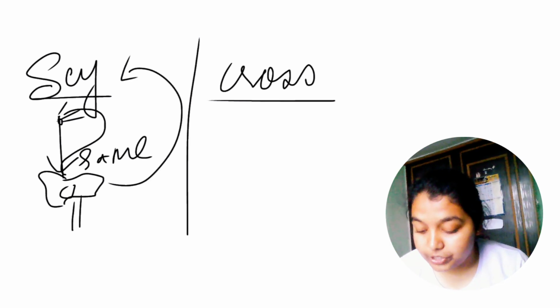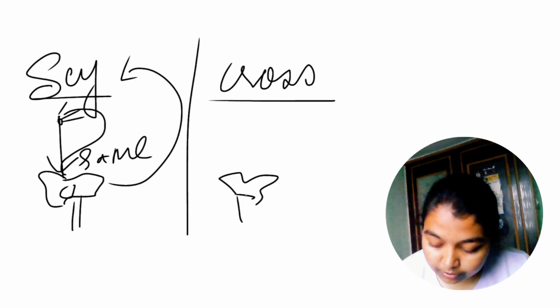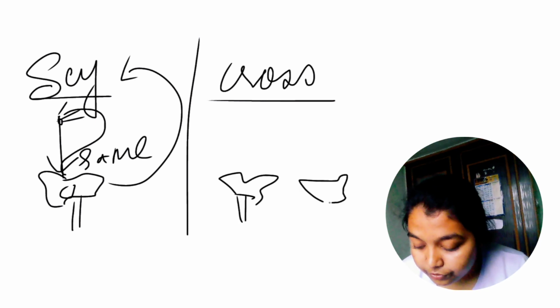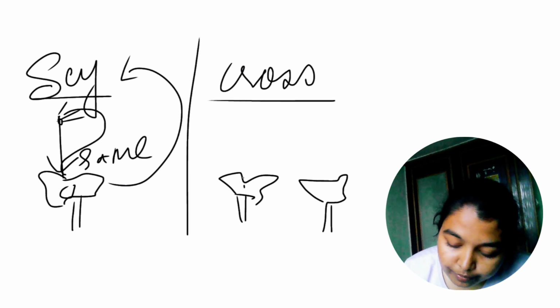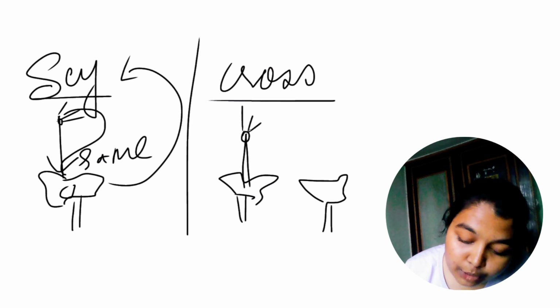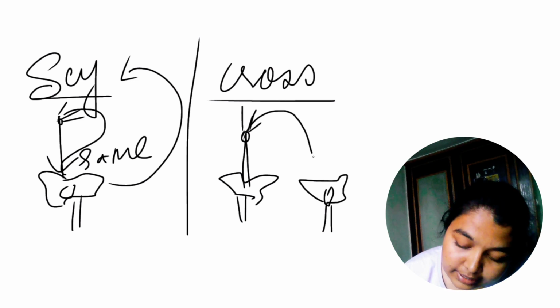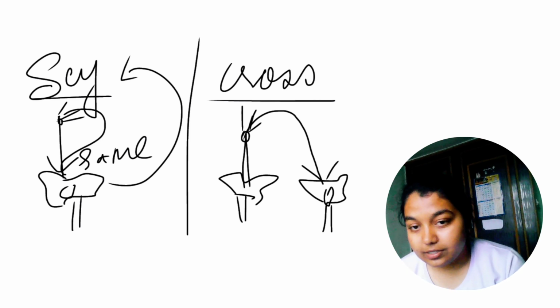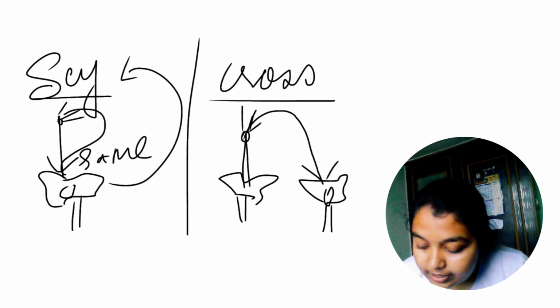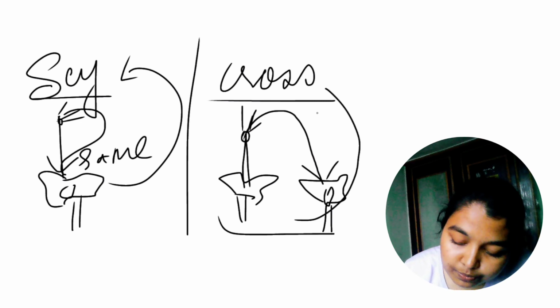Coming to cross-pollination, here one flower will be there and another flower will be there, a male flower and a female flower. When the male flower releases the pollen, it comes and sits on a different flower of a different plant, not the same plant. This is referred to as cross pollination. So we are done with cross pollination and self pollination. Covering the next topic, let's discuss each part of the flower.